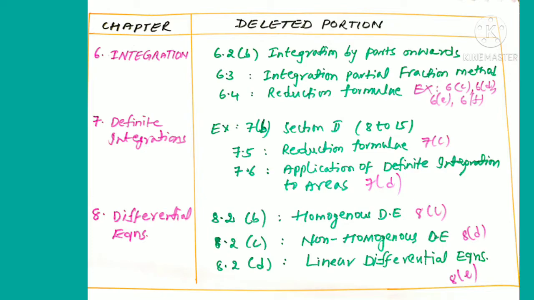From this, it is mentioned that 8.2b homogeneous differential equations, means 8c exercise is deleted. 8.2c, that is non-homogeneous differential equations, 8d exercise is deleted, and 8.2d linear differential equations, indirectly 8e exercise is also deleted. So what are the exercises deleted? 8 C, D, E are deleted. You can understand that indirectly the corresponding examples are also deleted. This is the deleted portion of Maths 2B.